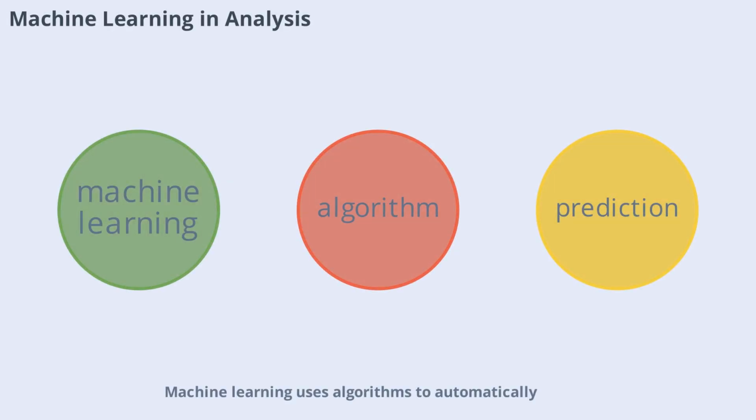Machine learning uses algorithms to automatically learn from data and make predictions. In statistical analysis, machine learning can uncover complex patterns and improve forecasting accuracy. Common applications include classification, regression, and clustering tasks.